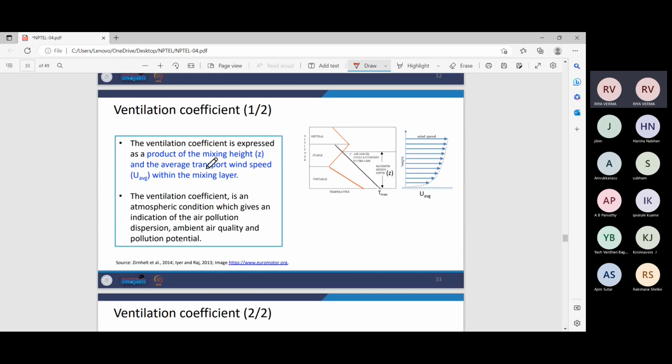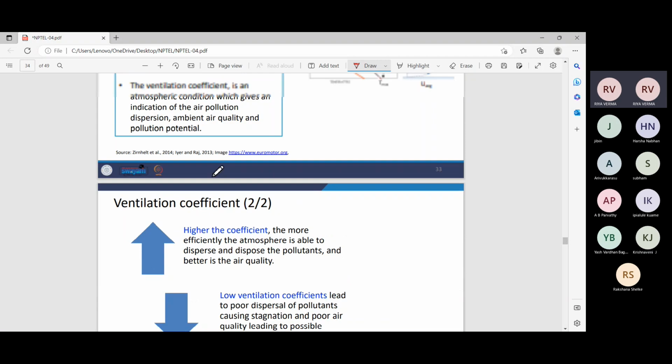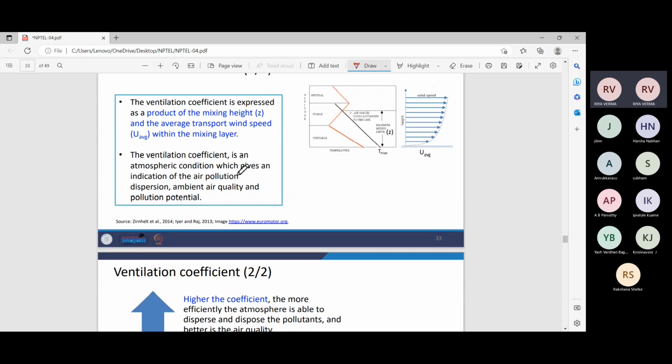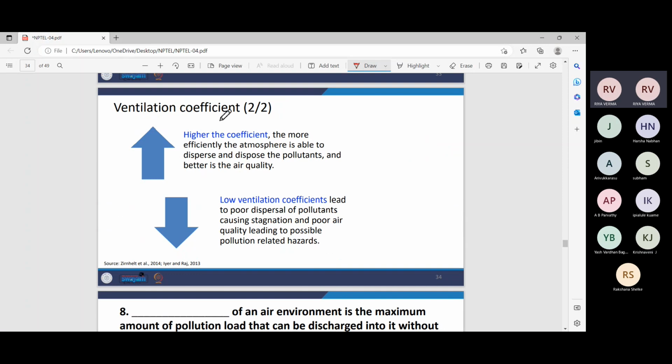So basically, your ventilation coefficient is a product of your mixing height Z and the average transport wind speed within the mixing layer, and it is an atmospheric condition which gives an indication of the air pollution dispersion, the ambient air quality, and the pollution potential. So how does this ventilation coefficient work? Basically, the higher the coefficient, the more efficiently the atmosphere is able to disperse and dispose of the pollutants, and better is the air quality.